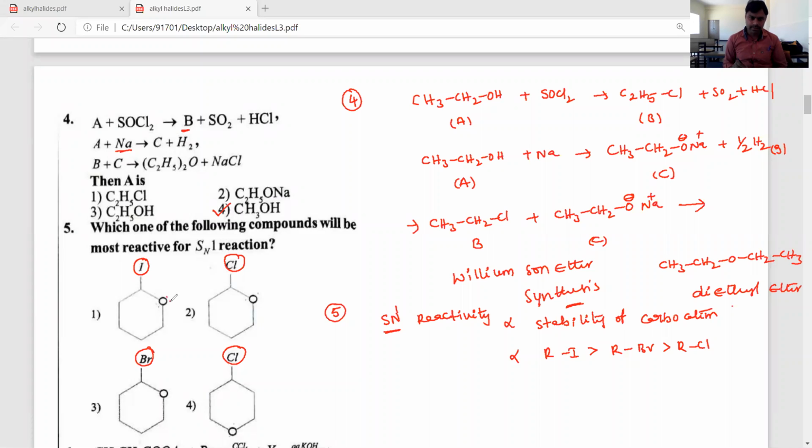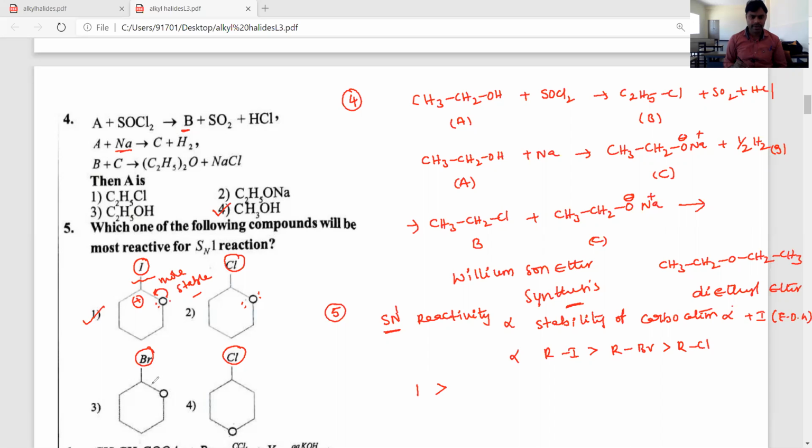Here oxygen is an electron donating group. The stability of a carbocation is directly proportional to +I groups, electron donating groups. Here oxygen is nearer, so if the halide is lost, this carbocation is stabilized because it donates its pair of electrons, making it more stable. That's why the first one is more reactive compared to the second, third and fourth. So the reactivity order's highest is the first one.